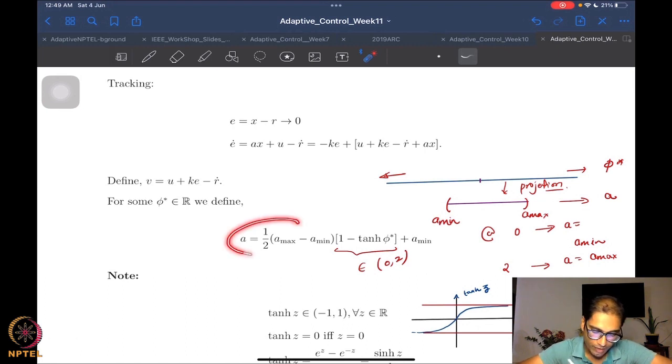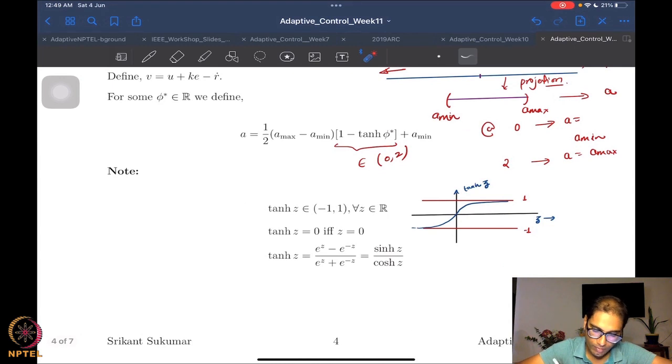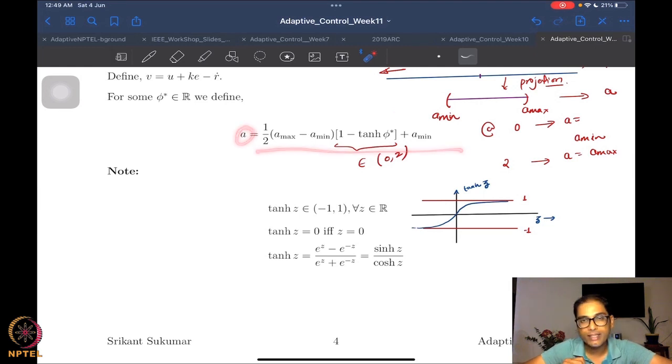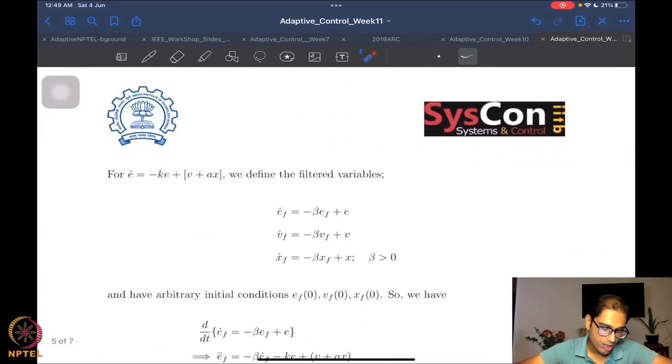Okay, so let's look at the adaptive problem. So this is the definition of a. It should not be difficult to see that if a does lie between a min and a max, there exists such a 5-star. This tan hyperbolic takes every value from minus 1 to 1, so obviously you cannot miss a. So there does exist a 5-star such that A satisfies this expression. Okay. Right. So before we move on, this becomes a dynamics, right? This becomes a dynamics because you've redefined the control.